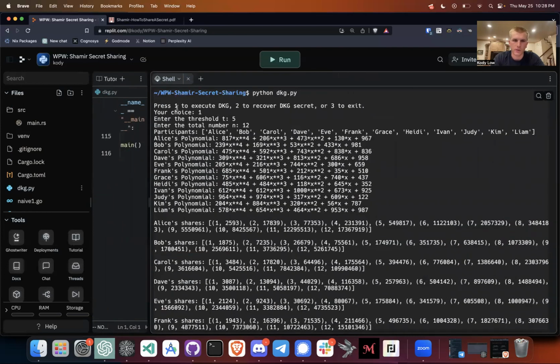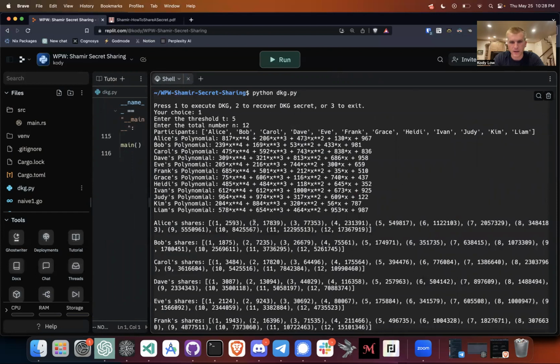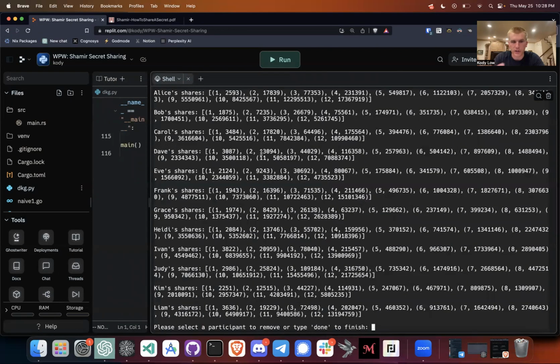Okay. So here we have these participants. We have Alice all the way through Liam. They each generate a polynomial where each of them has their own secret, right? And so this is Alice's secret, and she has this polynomial. This one is Heidi's secret. She has this polynomial, right? They evaluate their polynomials at these 12 points, right? And then they distribute the shares to each other when they do this, okay?